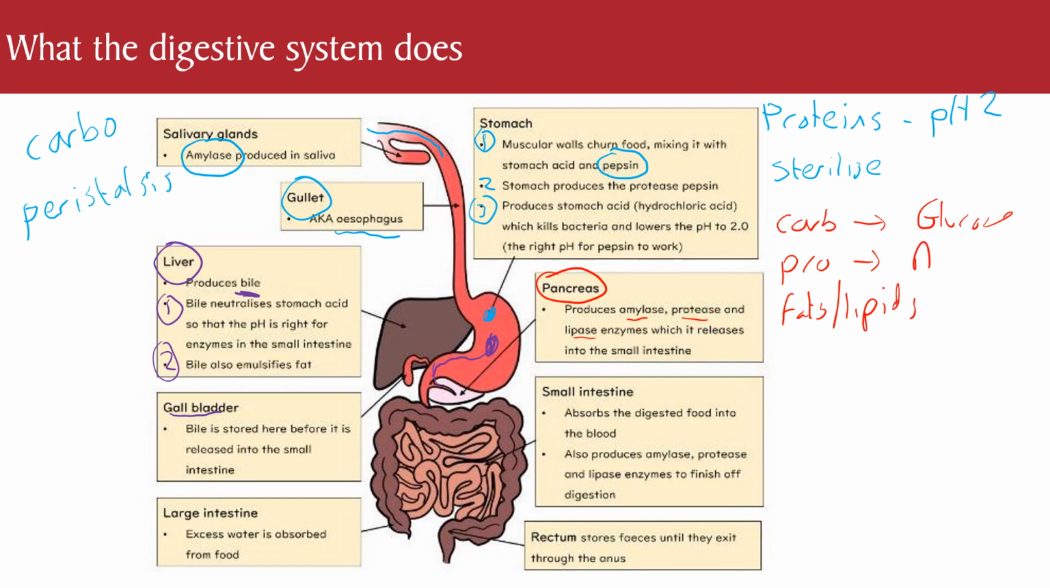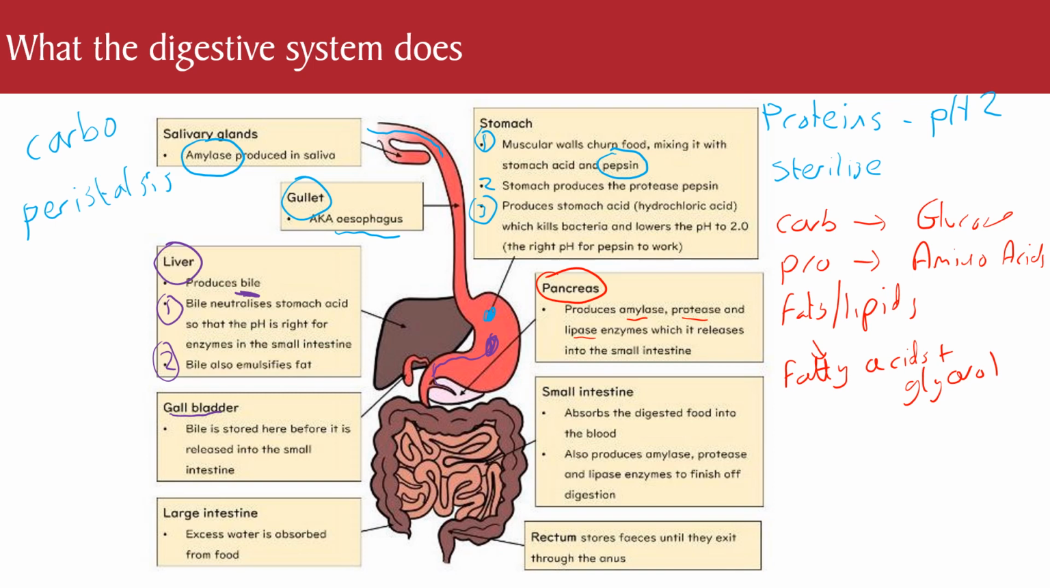Proteases are broken down into amino acids. And fats and lipids are broken down into fatty acids and glycerol. Okay, so that's what those three enzymes do, and those three enzymes are then put into the small intestine to continue the process of digestion.